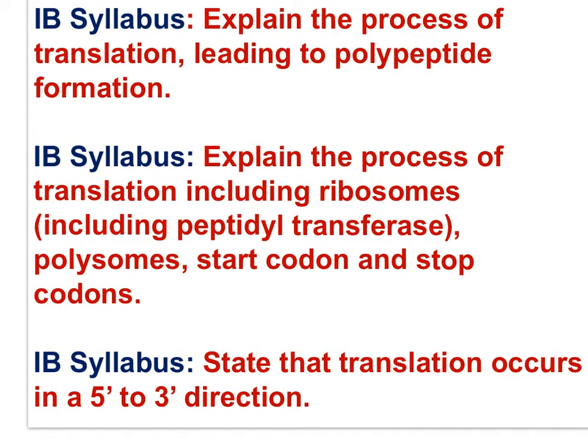Let's start with 3 important IB syllabus statements. Explain the process of translation leading to polypeptide formation. Explain the process of translation including ribosomes, polysomes, the start codon, and stop codons. Remember that peptidyl transferase is the enzyme that forms the covalent bond called a peptide bond between amino acids at the ribosome. Lastly, state that translation occurs in a 5-to-3 direction along the mRNA.